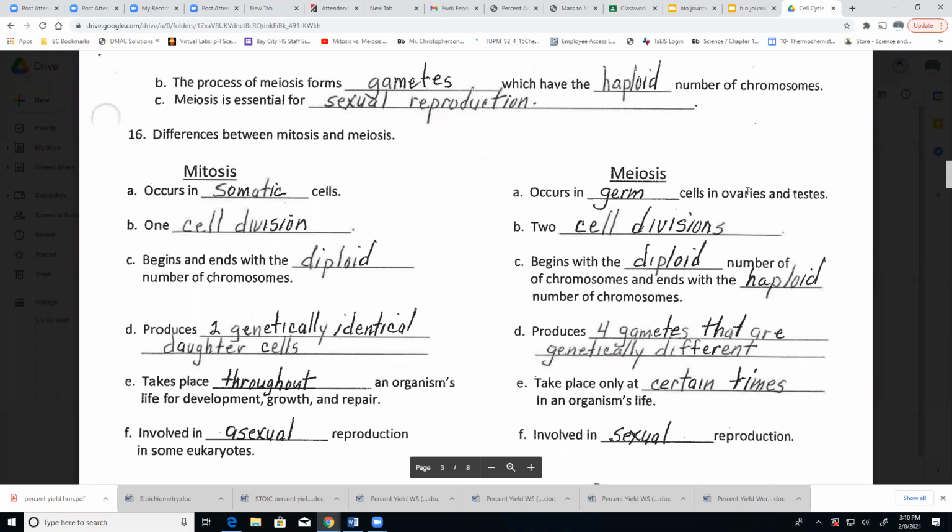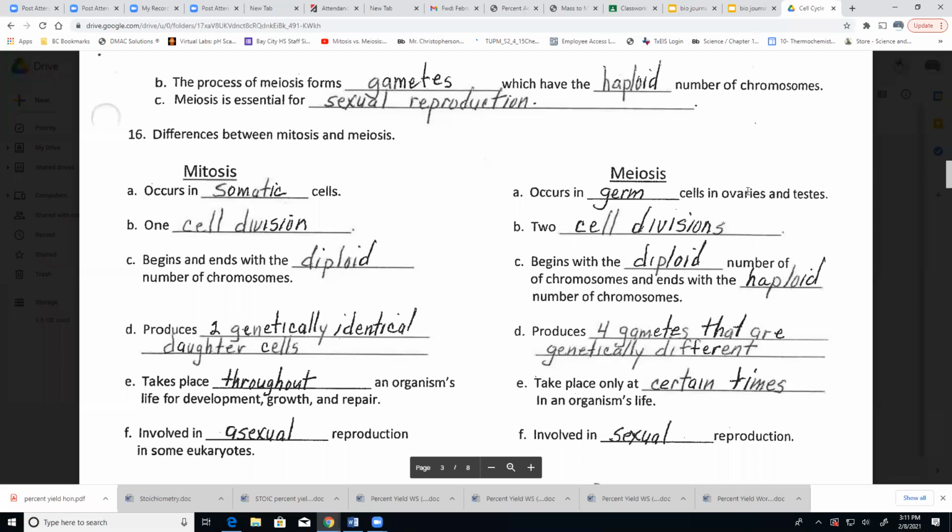So meiosis occurs just in the germ cells. So that's just going to be in the ovary and in the testes. And there it goes through 2 cell divisions. So while it starts with diploid, it ends with haploid. So for us, it's going to start with 46, but by the time it goes through 2 divisions, it'll end with 23. And at the end, there'll be 4 gametes, and they'll each be different.